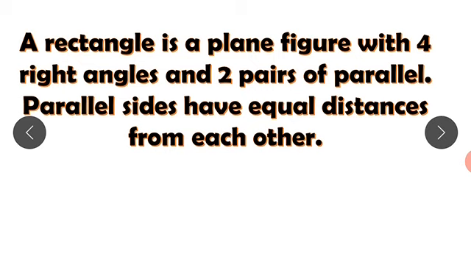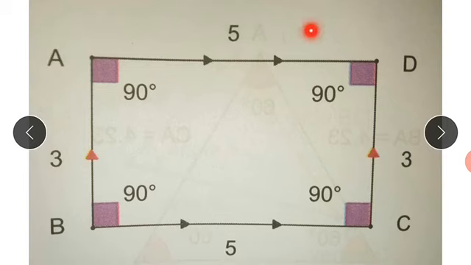So let's proceed to rectangle. A rectangle is a plane figure with four right angles and two pairs of parallel sides. Parallel sides have equal distance from each other, unlike the other quadrilaterals, which do not have equal distance. So this one is an example of a rectangle. As you can see, it has four right angles: right angle, right angle, right angle, right angle. Then the parallel sides have equal distance.